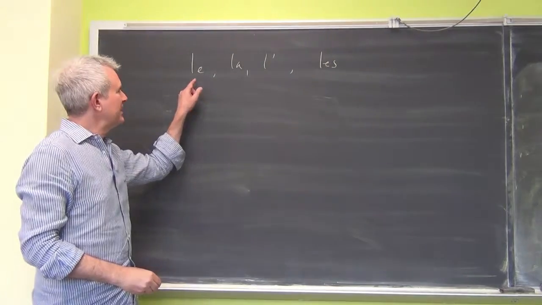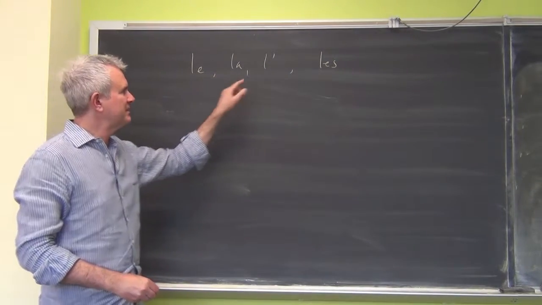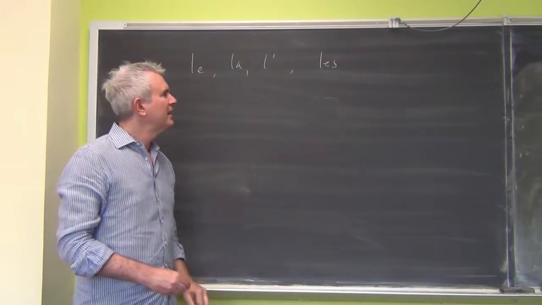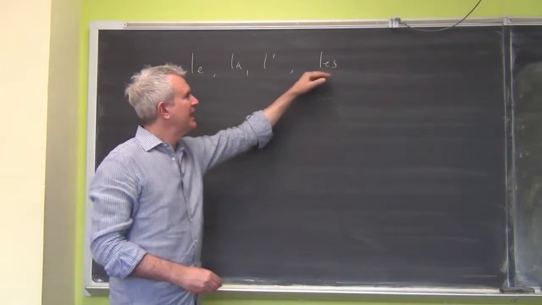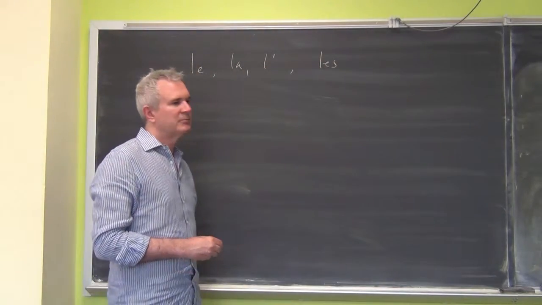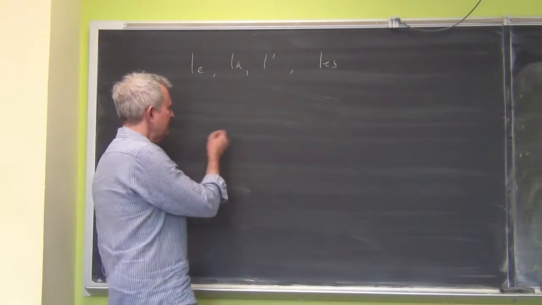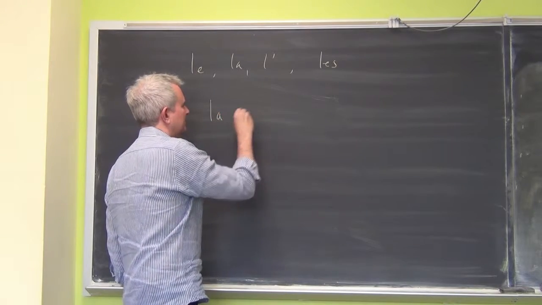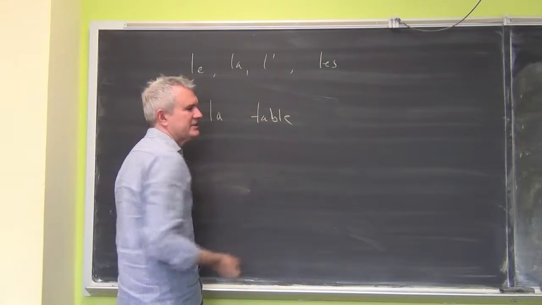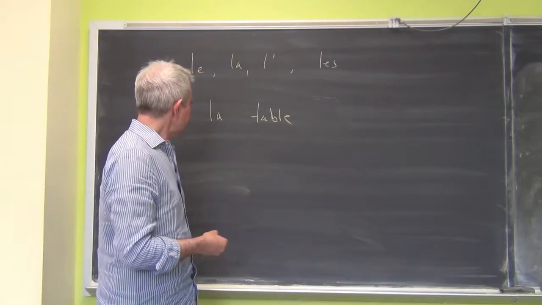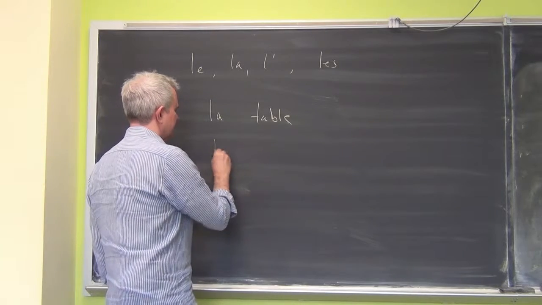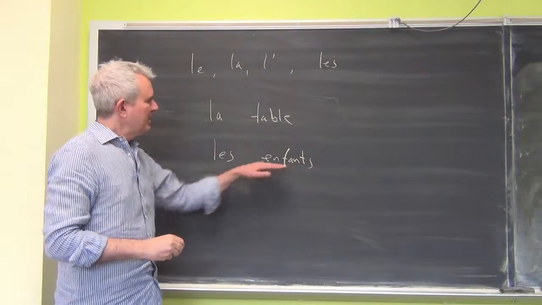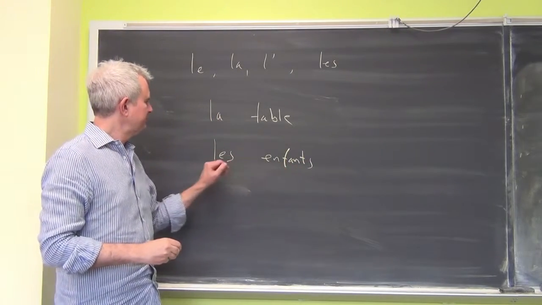This le is masculine singular. La is feminine singular. L apostrophe replaces either one of these when it's followed directly by a word starting with a vowel. Les is plural for both masculine and feminine. So if we have a noun that's feminine singular, like table, we're going to use la table. This means the table. If we say, let's say we're doing something plural, les enfants. Enfant, masculine and plural, so we use les.